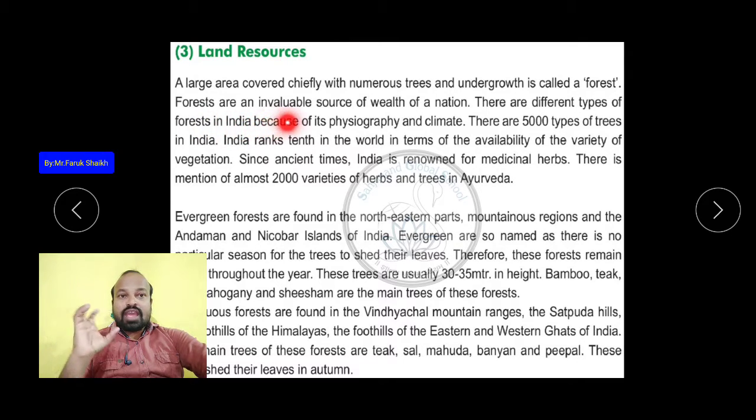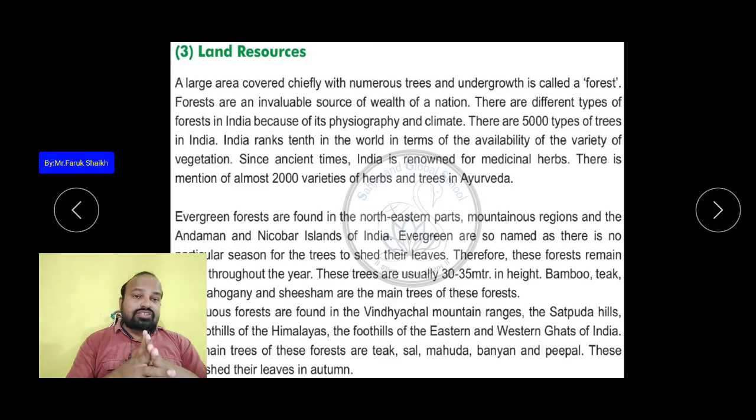Forests are an invaluable source of wealth of a nation. There are different types of forest in India because of its physiography and climate. India's climate has so many varieties. There are 5,000 types of trees in India because of its physiography and climate. India ranks 10th in the world in the variety of vegetation.